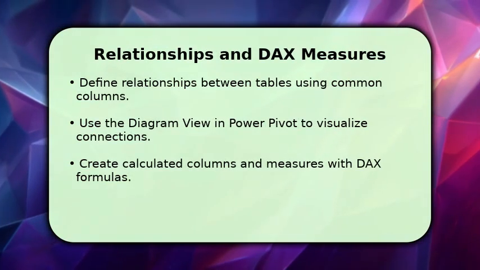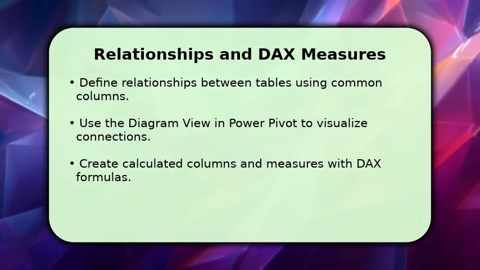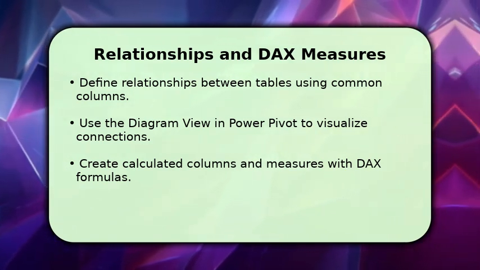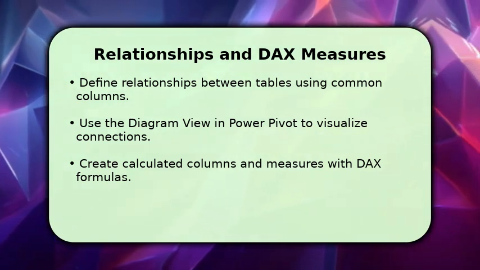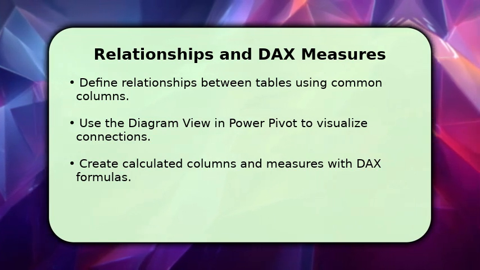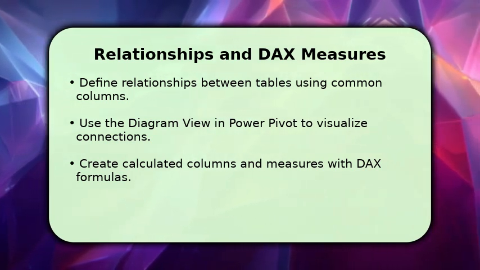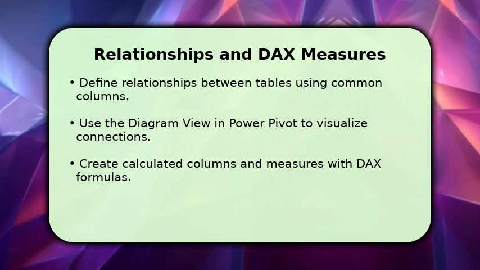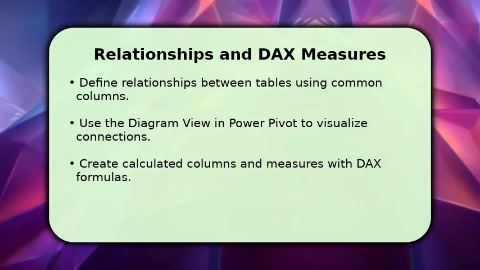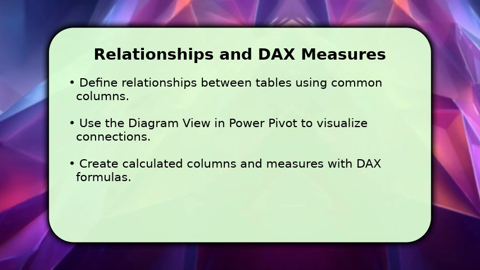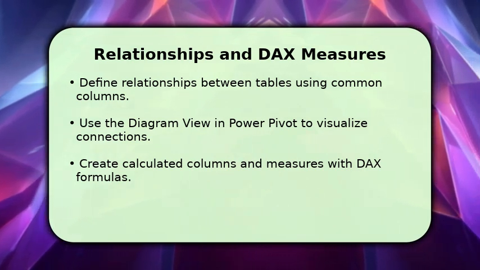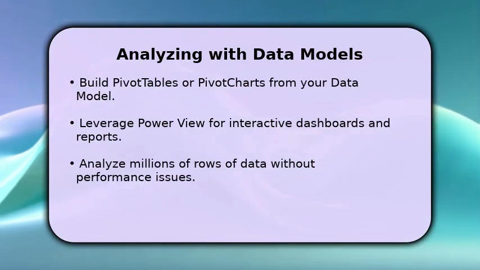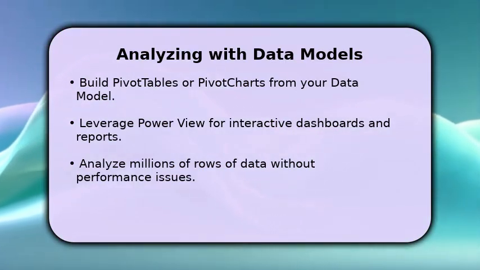Once your data is loaded, the next critical step is defining relationships between your tables. This is done by linking common columns, like a product ID, across different tables. The diagram view in Power Pivot provides a visual representation of these connections, making them easy to manage. You can then create powerful calculated columns and measures using data analysis expressions, or DAX, to perform dynamic calculations across your entire dataset.